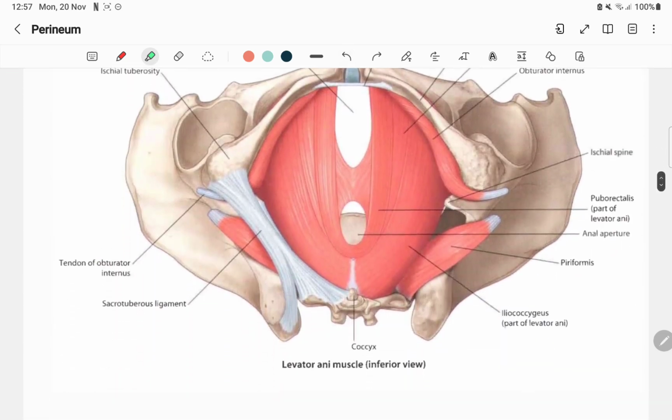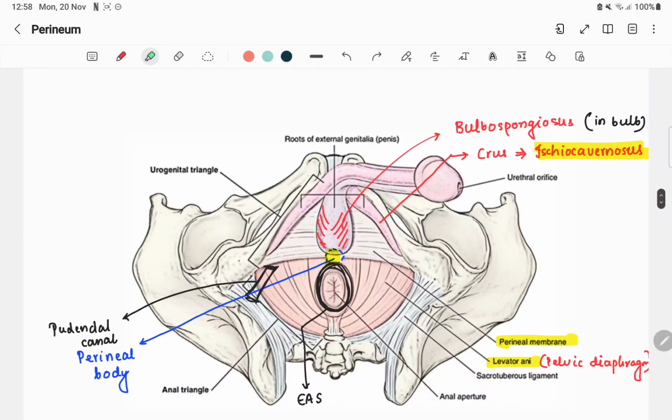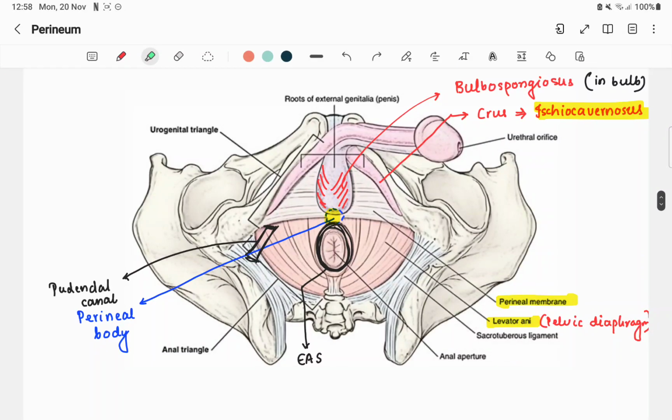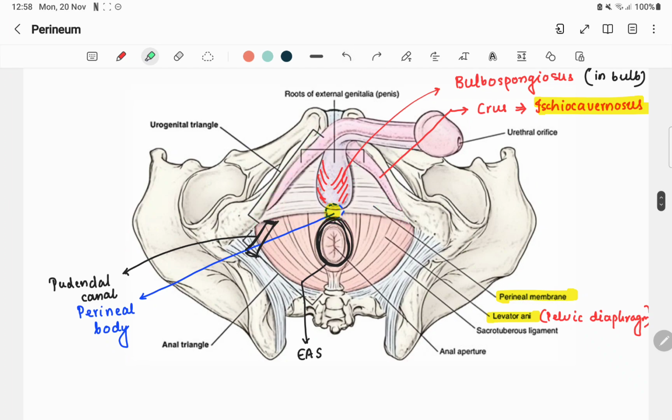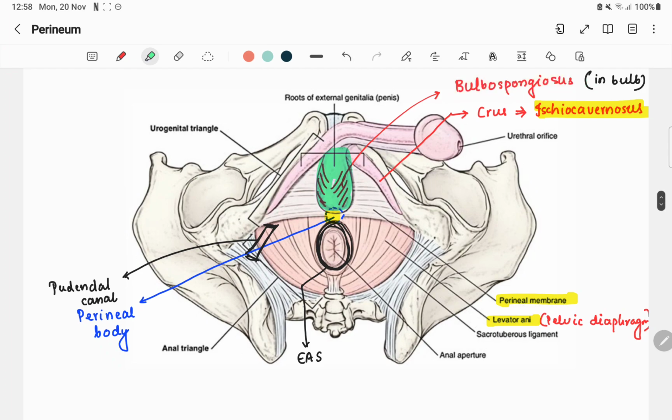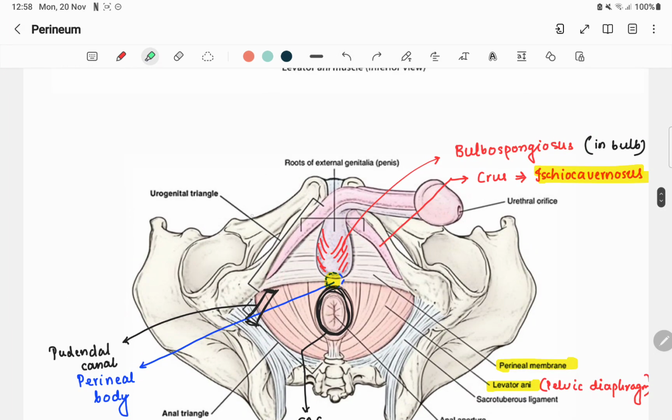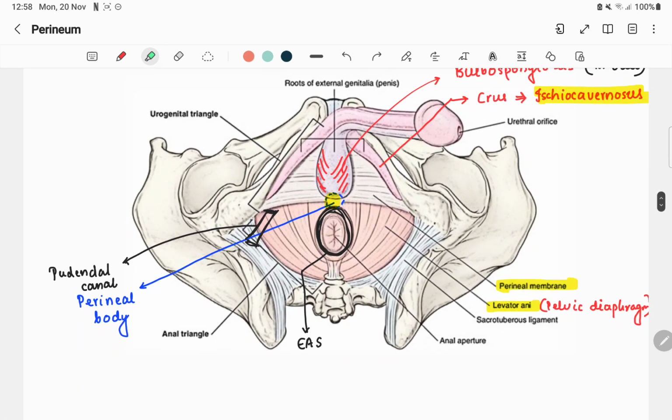Understood? It's yet another diagram, which is showing the muscles like your urogenital diaphragm we saw. So we have your urogenital triangle. So in the urogenital triangle, what muscles are there? Your bulbospongiosus, which is present in the bulb, which is making the bulb of the penis. Okay, it is bound by two other muscles, that is your crus, that is formed by your ischiocavernosus. Crus is formed by your ischiocavernosus.